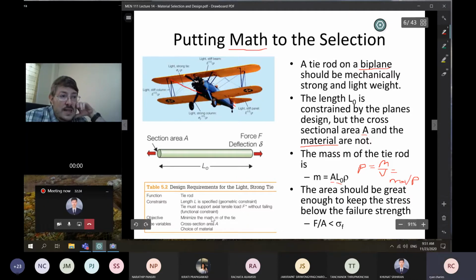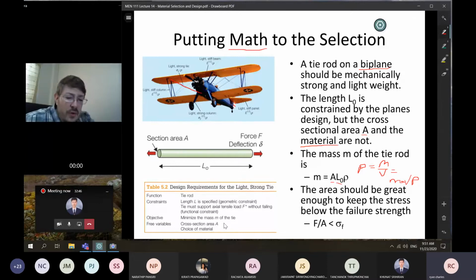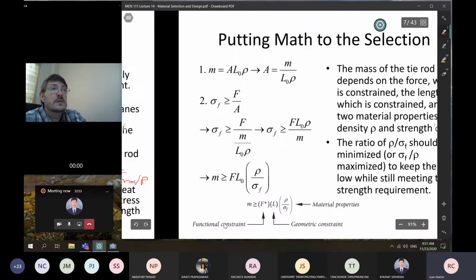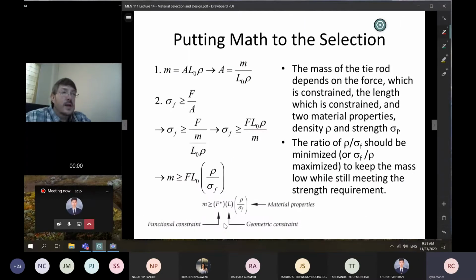Objective. Minimize the mass, right? We could do that with material density and cross-sectional area. If we make that smaller, right, it would have less volume. So variables here, choice of material or cross-sectional area A, right? Look at the problem, you start to think, you write things down, and you figure out what you can change, what's a variable, and what you can't change. So again, putting math to this.